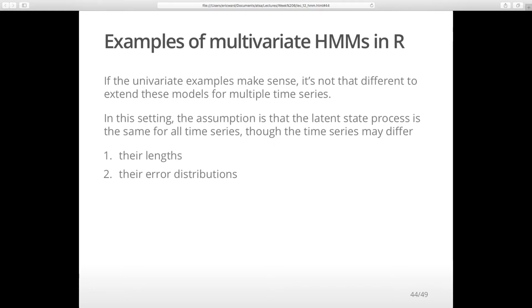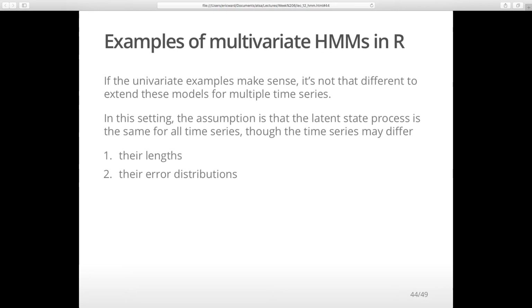I think that in contrast to DFA, where the underlying process is this continuous process, the underlying process in a HMM is going to be a discrete transition between discrete states, and so it's going to be used to answer slightly different questions. But we can do this in a multivariate setting, and so I think that like DFA, the assumption behind a HMM is going to be that the underlying process is going to be the same for all time series, although the time series might differ individually with respect to their lengths and their error distributions.